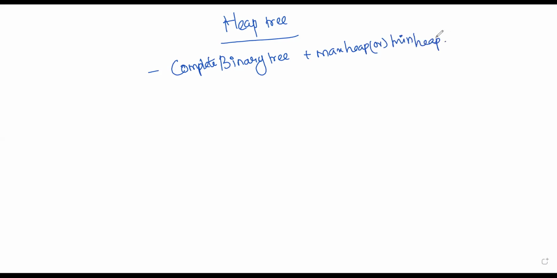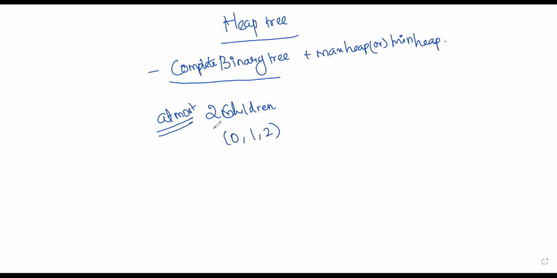So first, what is a complete binary tree? It's a binary tree, so it must have at most two children. At most is the keyword. So it can have either zero, one, or two children, not more than two. That is what this means. Since it's a binary tree, it can have at most two children. What is a complete binary tree? It means it can have at most two children, but it should be in a complete way. That is, it should be as left as possible.